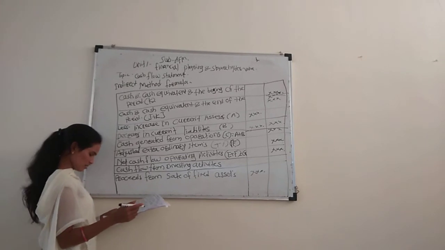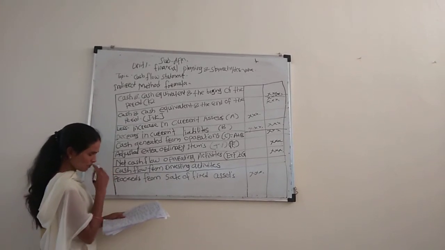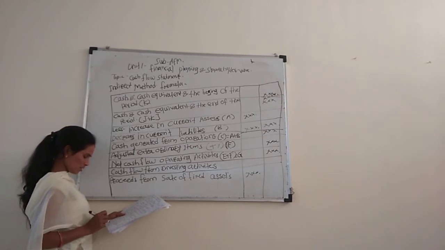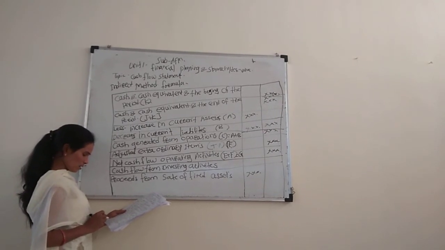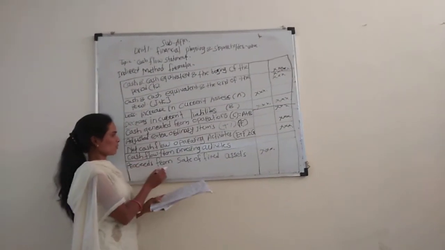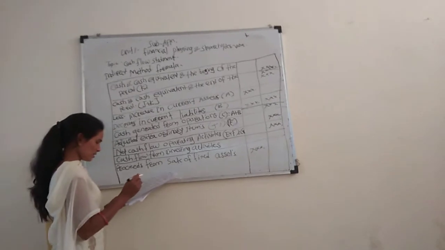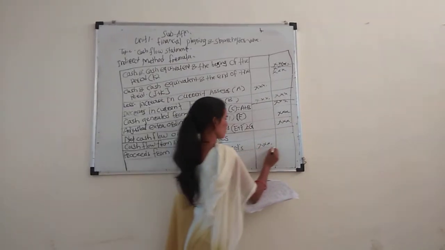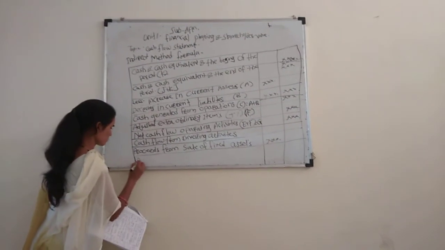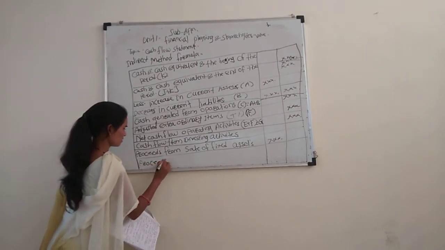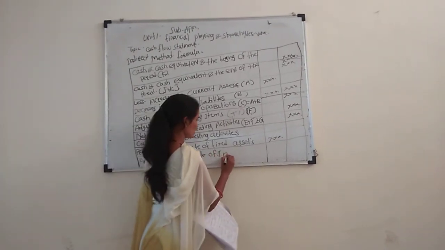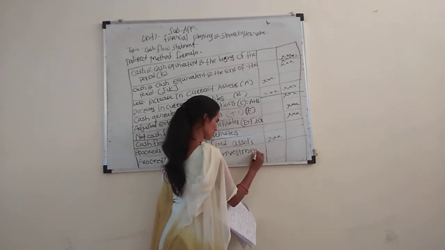And the next one is proceeds from sale of investment. Proceeds from sale of fixed asset, and next is proceeds from sale of investment, this column.